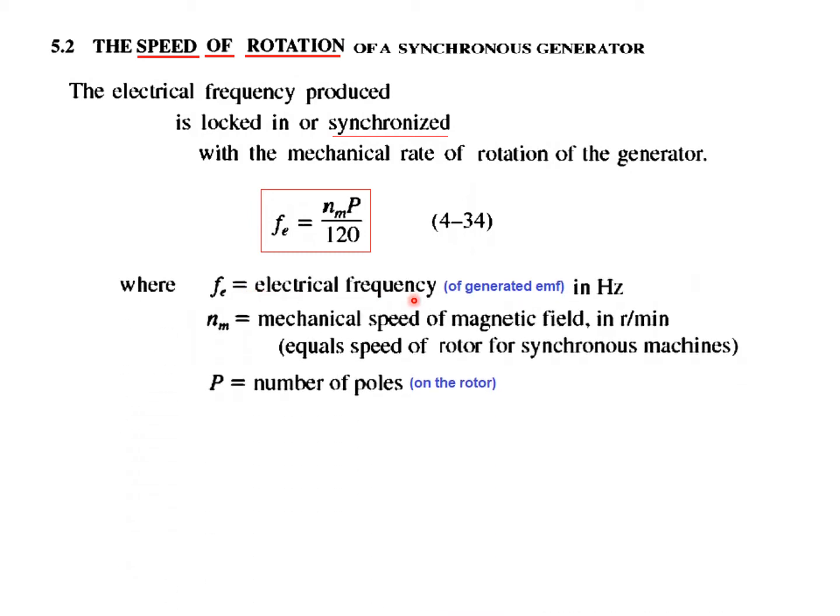Fe is the electrical frequency of the generated EMF, Nm is the mechanical speed of the magnetic field, and since the magnetic field is related to the rotation of the rotor, it is equal to the speed of the rotor of the synchronous machine. So this is the speed of the rotor. P is the number of poles on the rotor. So this is the number of poles. And so Nm times P over 120 gives the frequency in hertz, or cycles per second, as we used to call it.